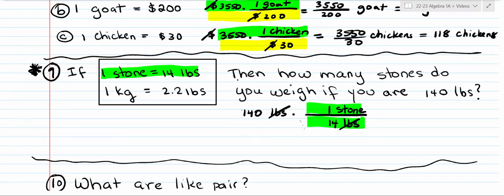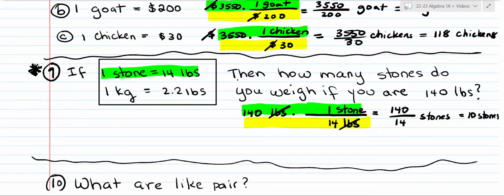And now I'm silly because I want to have these in different colors. Those are the numerators. That's the denominators. And so that means this is 140 divided by 14 stones. Right? So that's what, 10 stones? It's kind of weird. What do you think?